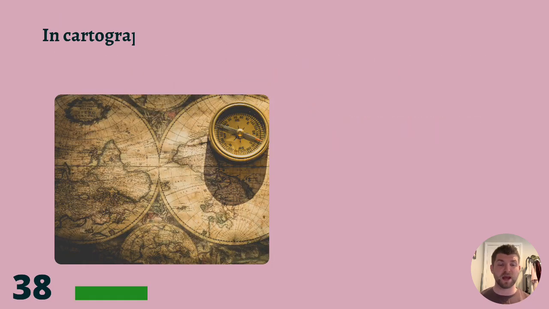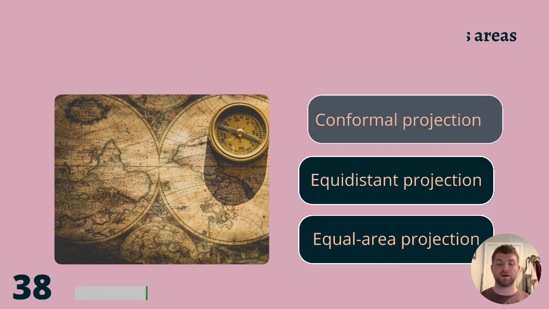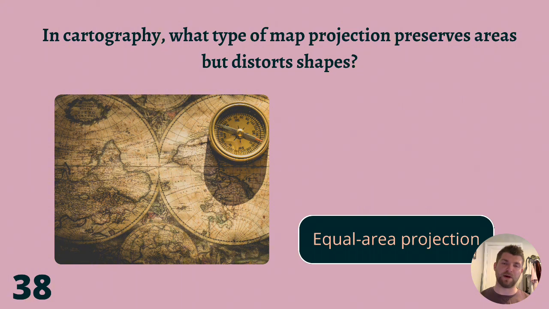Question 38. In cartography, what type of map projection preserves areas but distorts shapes? Conformal projection, equidistant projection, or equal area projection? The answer is equal area projection.